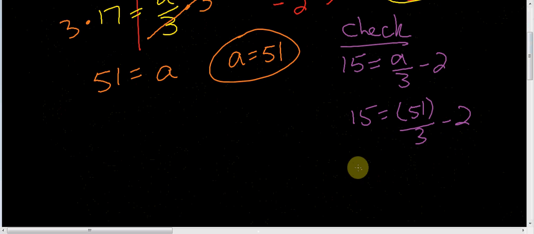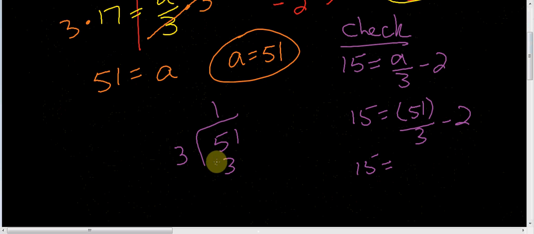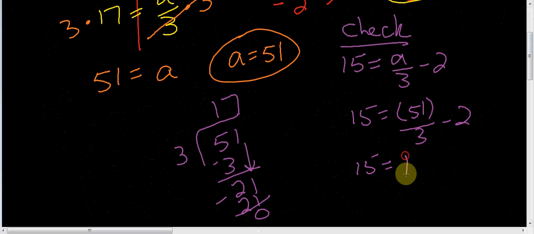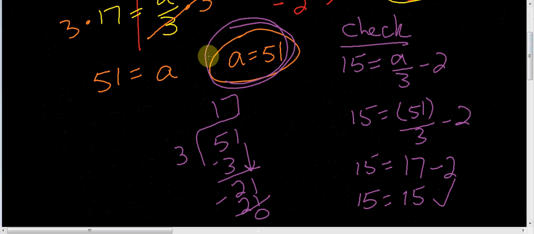I'm going to simplify 51 divided by 3. Well, I can do that over here because it's slightly tricky. 3 into 5 one time. 3 times 1 is 3, so I put a 3 there and subtract. This is 2. Bring down my 1. 3 goes into 21 7 times, and 3 times 7 is 21, so I get my 0 that I'm looking for. So I have 17 minus 2, and 17 minus 2 is 15. 15's match. I'm good to go. 51 is my answer.